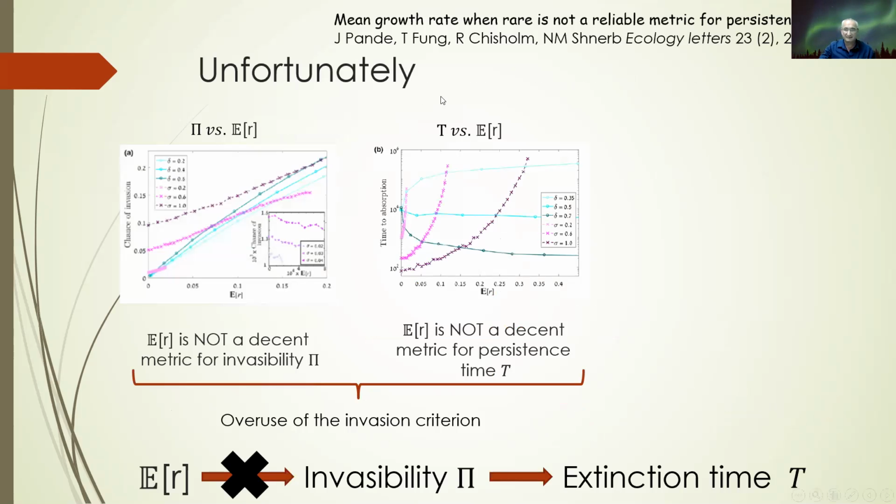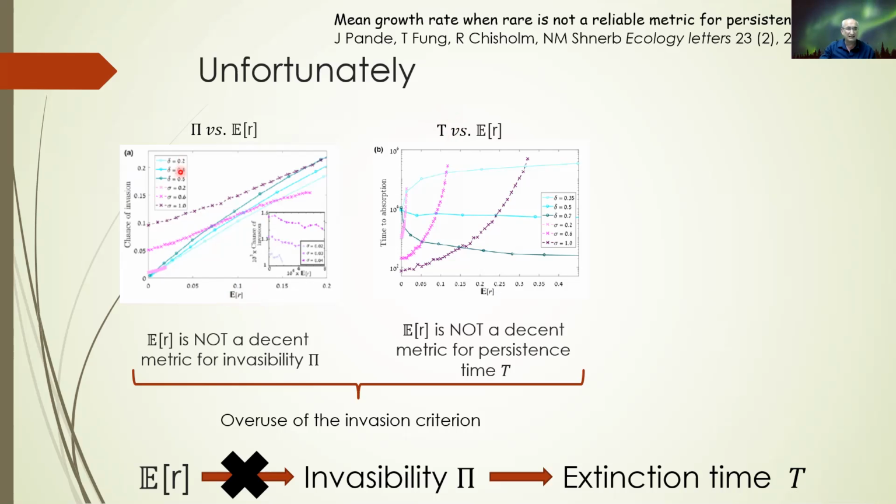However, in the last year, we questioned this approach. What you can see here are results of a simulation of an individual-based version of the classical lottery model, where we plotted the chance of invasion, pi, versus the mean growth rate on rare, E of R, and here you can see T versus E of R.